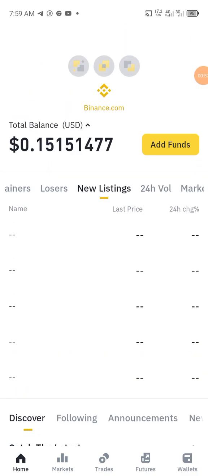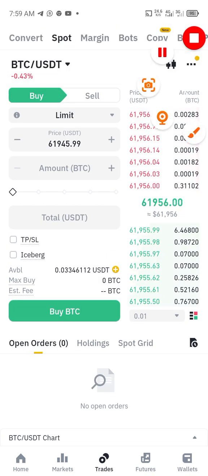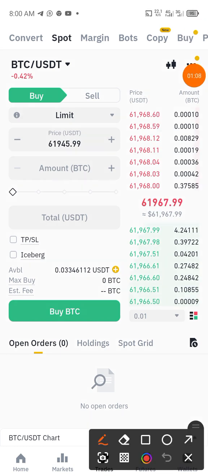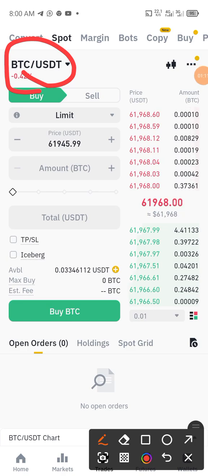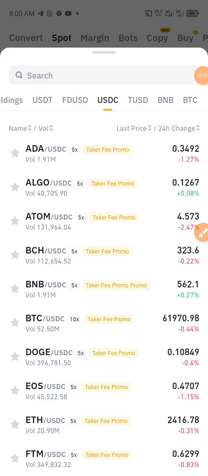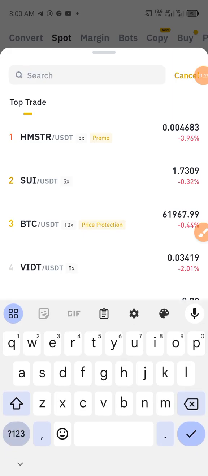All you need to do is navigate to spot trading, or just click on trade. Clicking on spot, you're going to choose BTC. If it's not showing automatically here, click on this little arrow to make a choice, and a lot of coins will pop up. Then you make a choice. You can either do it by searching or any other way.